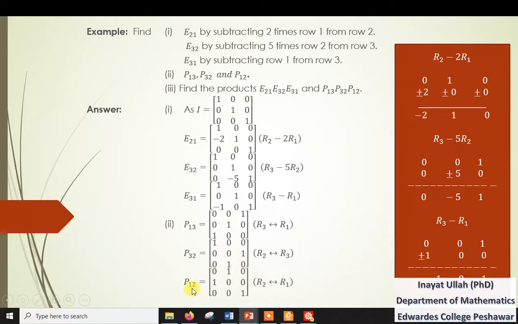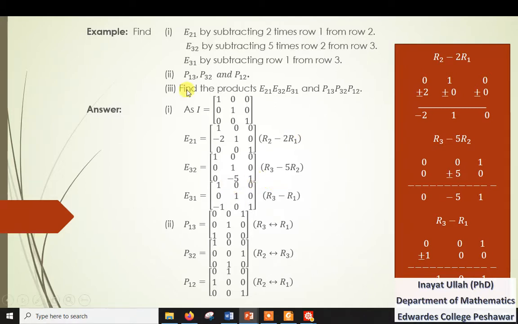It means that we need to interchange row 2 with row 1. So interchanging row 2 with row 1, that is the interchanging of these two rows. So we have here P12. So that's how we get these permutation matrices and these elimination matrices. You need to concentrate and focus on these elimination matrices, and that is a very simple way to obtain them.